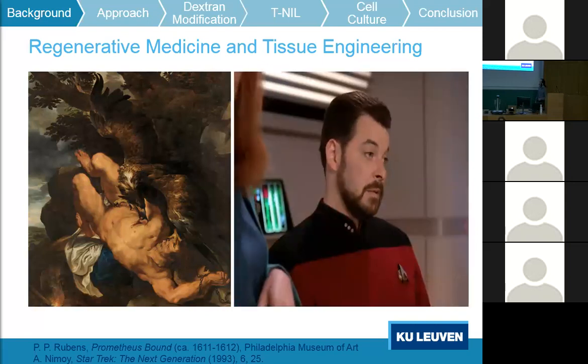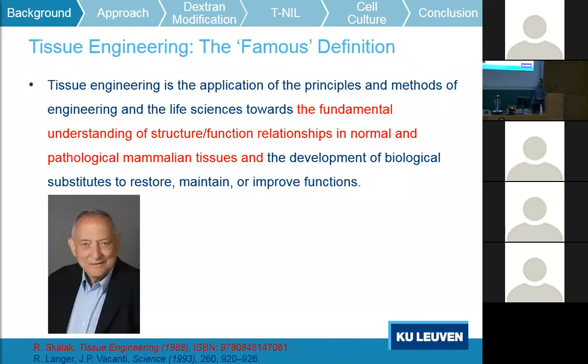And I'll begin with the original definition of the field that was given by this man here, Robert Nerem, at a workshop held in 1988 to identify appropriate areas of research in this emerging area of technology. And his definition is as follows. It is the application of the principles and methods of engineering and the life sciences towards the fundamental understanding of structure-function relationships in normal and pathological mammalian tissues and the development of biological substitutes to restore, maintain, or improve function.